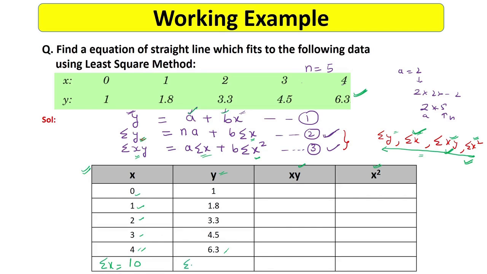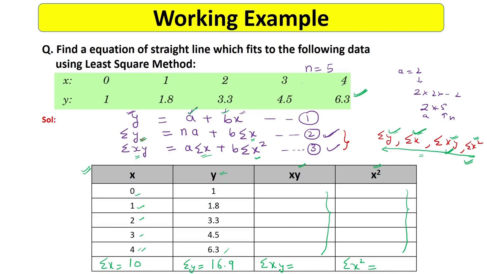The same way we can find this summation of y, which we have shown here. If we add all these values 1, 1.8, 3.3, we will get 16.9 after adding all these values. Now we have to find the xy, and whatever values we get here, we will add them to find summation of xy. Then we will find the various values of x square, and we will add those x square values to find the summation.